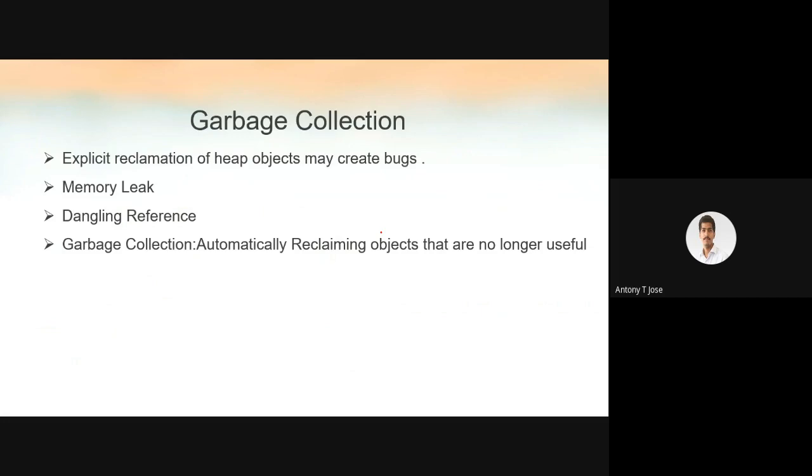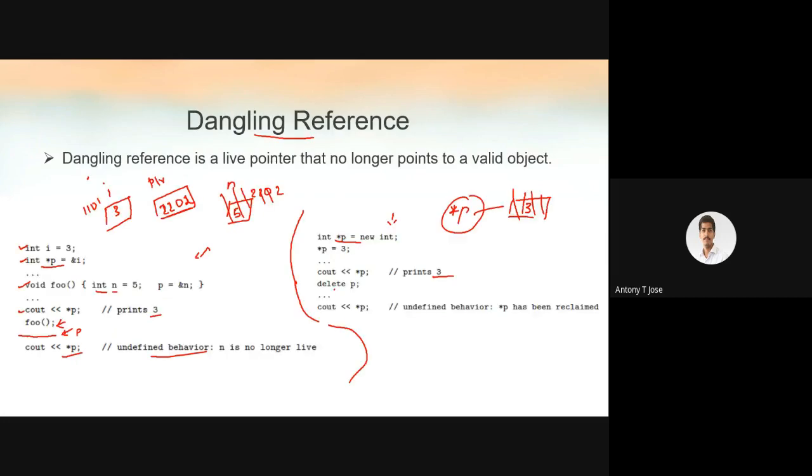Now we'll move to the next part, that is garbage collection. We know that explicit reclamation is possible, but instead of that we also use something called garbage collection. Explicit reclamation of heap objects may create bugs. One bug is the dangling reference, as we have seen in the last program, where we used delete p, which is explicit reclamation, and as a result a dangling reference happened.